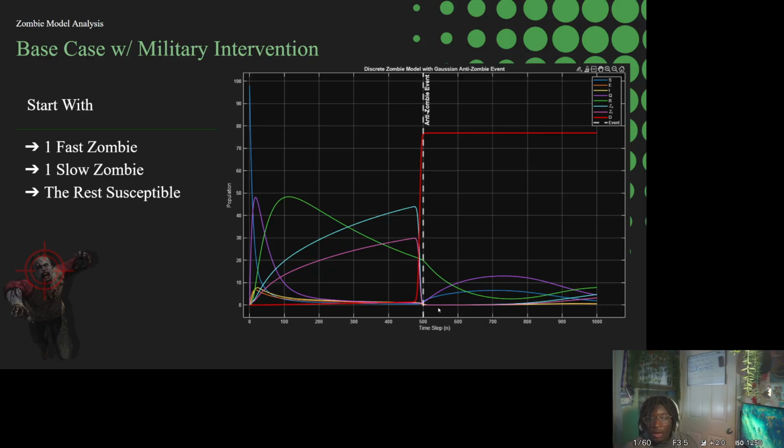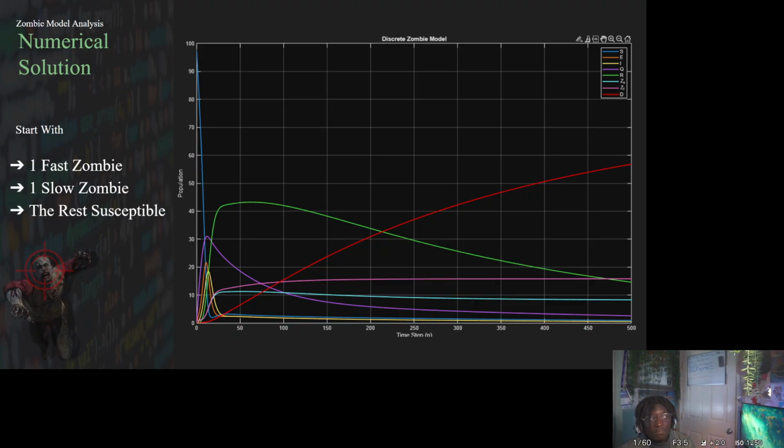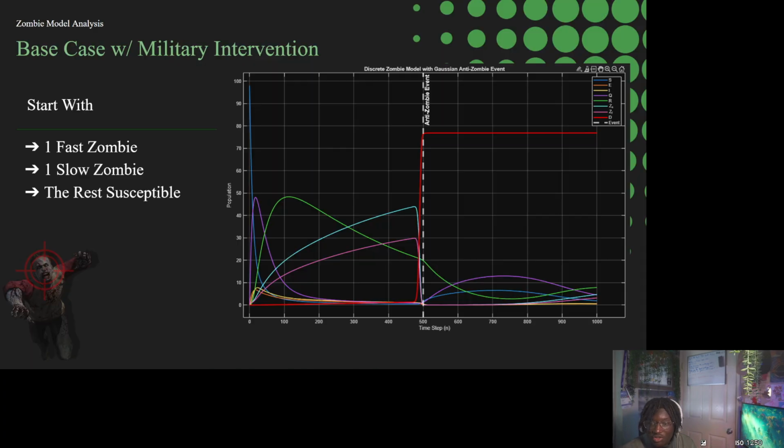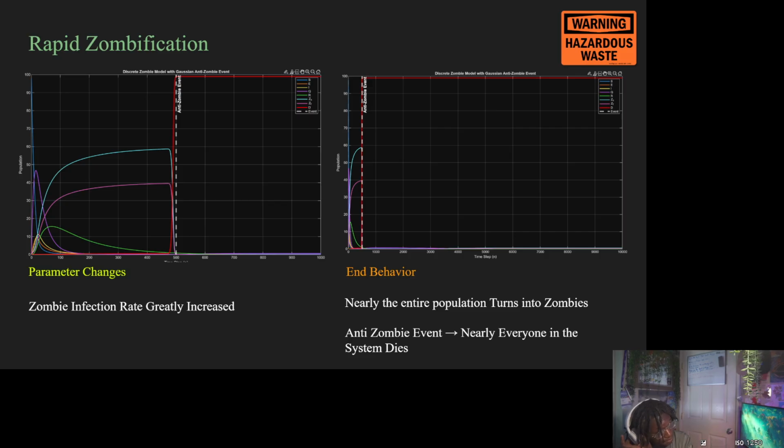And because we didn't target any of the infectious individuals, right? Because we're assuming that the military still has some heart. They don't want to target humans. They only want to target the zombies. The infectious humans are able to reinfect the population again. So the zombies are able to make a comeback, and then you'll see similar end behavior to the original numerical solution. So let's look at some cases, right?